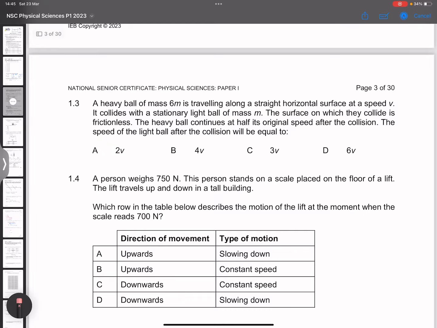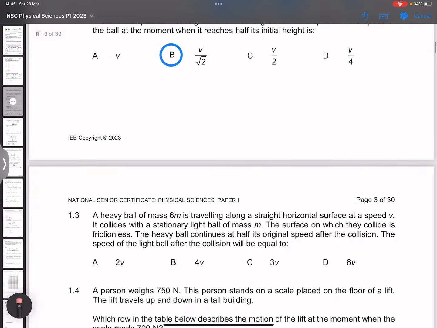They say a heavy ball of mass 6m is traveling along a straight horizontal surface at a speed of v, right? It collides with the stationary light ball of mass m. The surface on which they collide is frictionless, right? The heavy ball continues at half its original speed after the collision. The speed of the ball, of the light ball rather, after the collision will be equal to, now in this case, let's try and do this together, right?